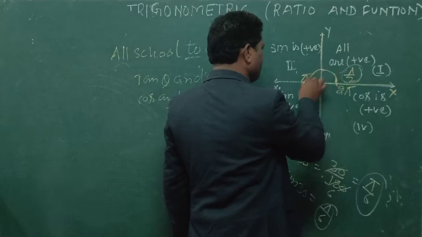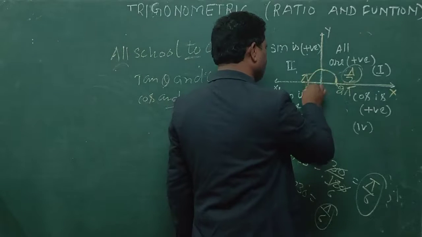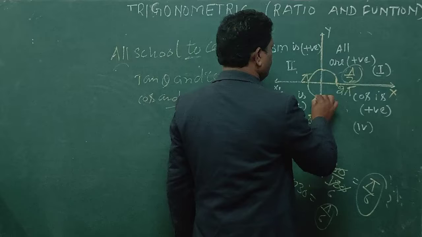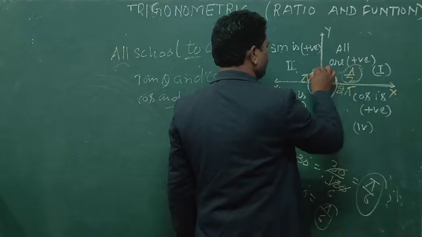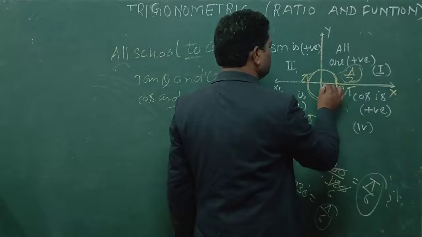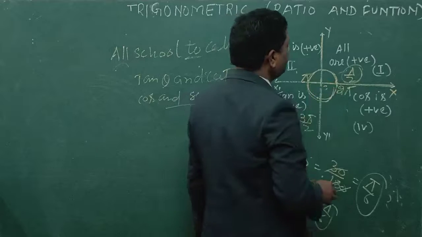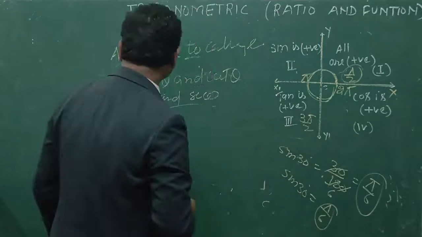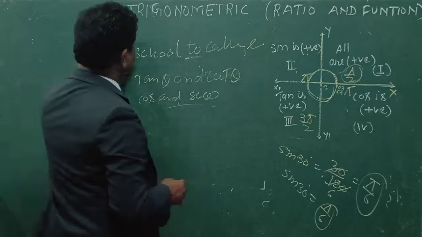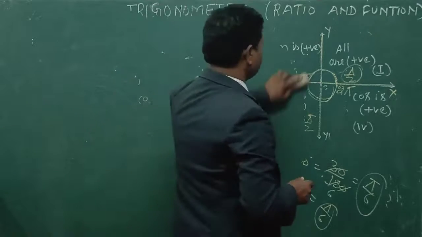First quadrant ends at pi by 2, the second quadrant at 180 degrees, the third quadrant at 270 degrees, and the fourth quadrant makes 360 degrees. That is 2 pi, and 2 pi means 360 degrees. Clear?